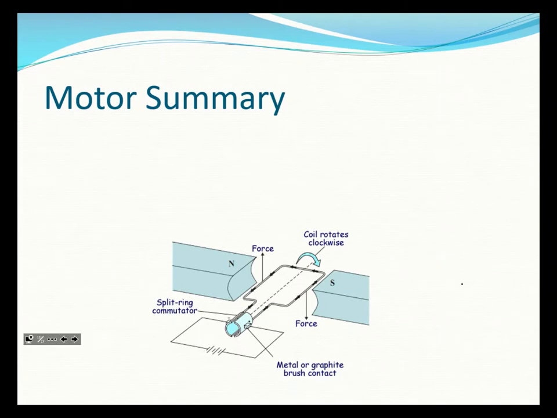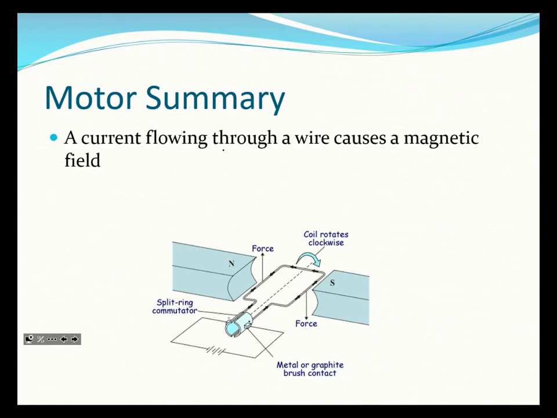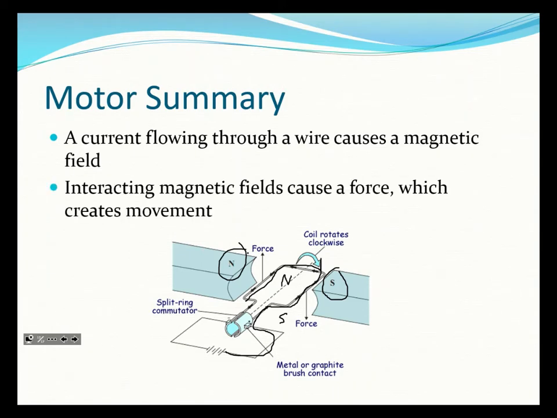So what you need to know about motors is that a current flowing through a wire causes a magnetic field. So you hook this wire up to a battery, and you cause a north and you cause a south. If you stick a permanent magnetic field in between there, it causes the magnetic field that's induced in the wire and the permanent magnetic field to interact, which causes a force, which causes a movement, and you get a motor. Okay, that's what you need to know.